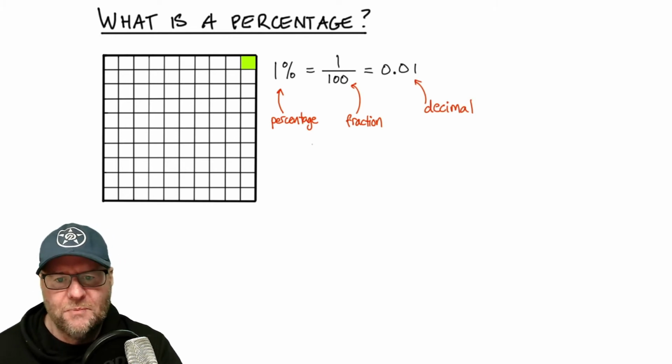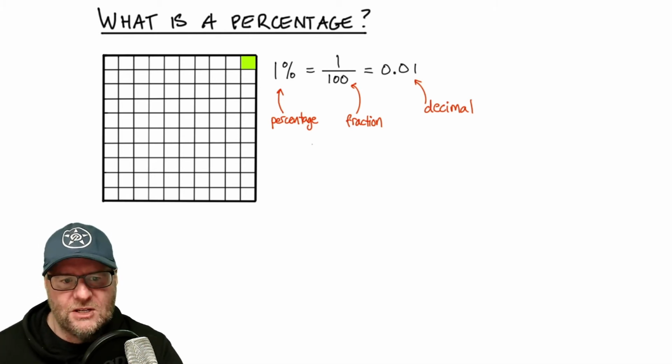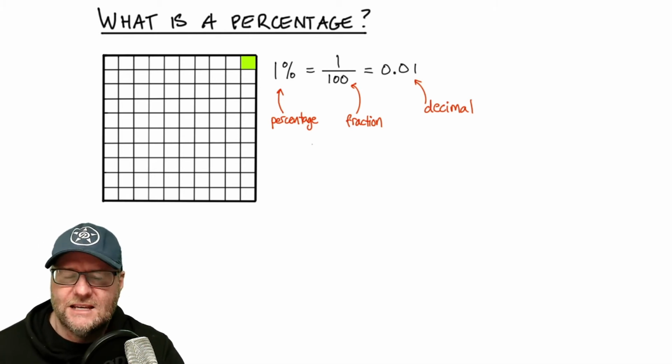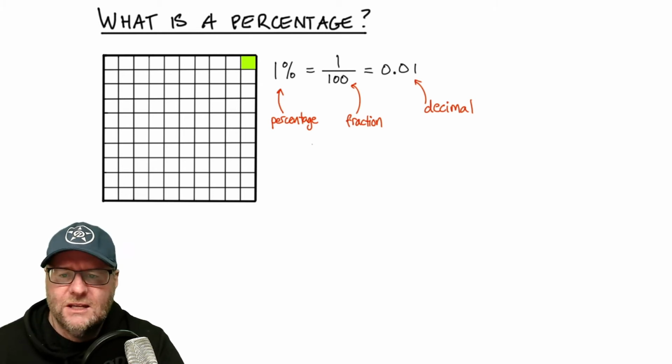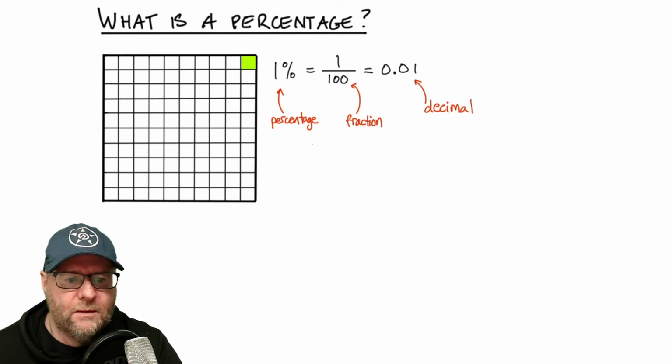So we can sort of swap between percentages, fractions, and decimals. So that's basically what a percentage is. Anything that you've got, divide it by 100, every one of those things will be 1%.